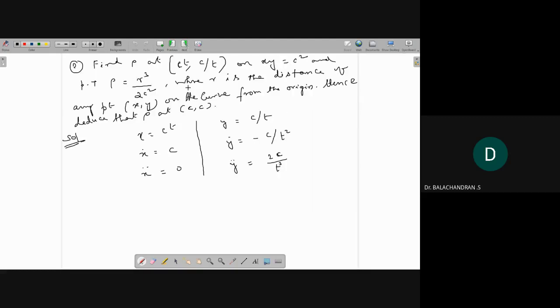I think I gave this problem as a practice problem. Is it correct or not? Whether I gave this problem?